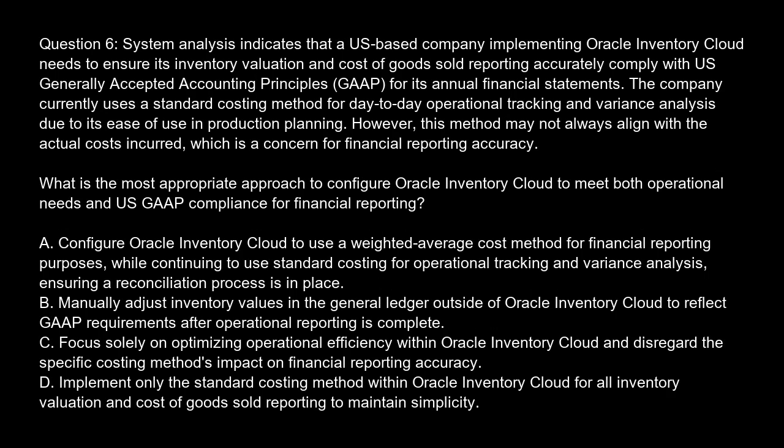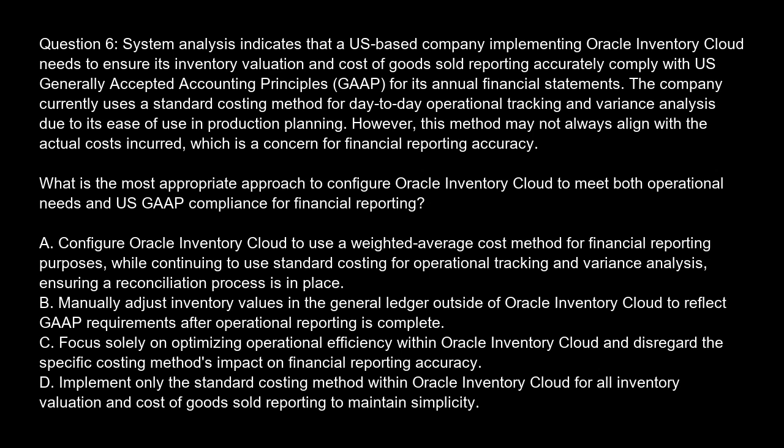Question 6. System analysis indicates that a US-based company implementing Oracle Inventory Cloud needs to ensure its inventory valuation and cost of goods sold reporting accurately comply with U.S. Generally Accepted Accounting Principles, GAAP, for its annual financial statements. The company currently uses a standard costing method for day-to-day operational tracking and variance analysis due to its ease of use in production planning. However, this method may not always align with the actual costs incurred, which is a concern for financial reporting accuracy. What is the most appropriate approach to configure Oracle Inventory Cloud to meet both operational needs and U.S. GAAP compliance for financial reporting?